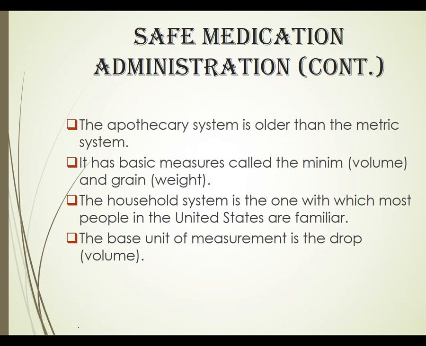So the household system is the most inaccurate of the 3 systems. The drop is abbreviated as small gg or GTT period. Then in increasing order are the teaspoon, the tablespoon, and the cup. The use of the teaspoon as a measurement is familiar and widely practiced by many. If strictly accurate dosing is needed, it's important to convert to a metric equivalent.